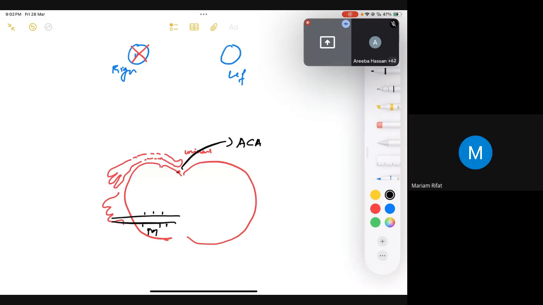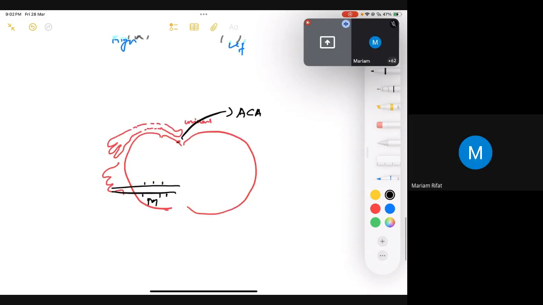Basal ganglia. What else? What about internal capsule? Internal capsule. Basal ganglia. Perfect. Internal capsule as well.